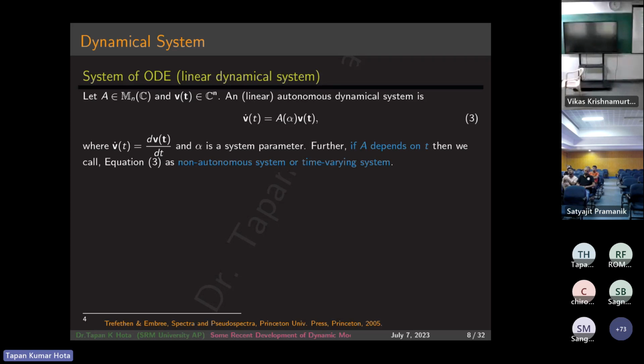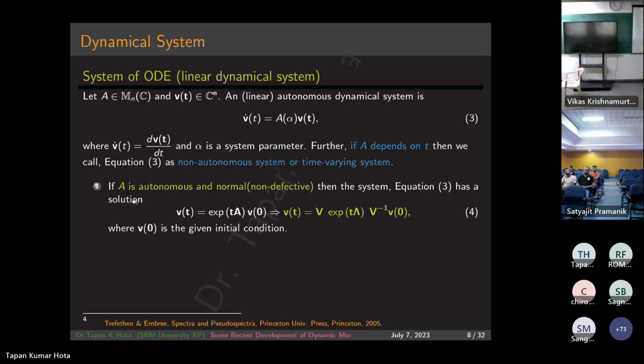Now, how are eigenvalues, eigenvectors, and hydrodynamic stability related? It is related through the study of the dynamical system. Suppose we have the dynamical system equation number 3, V dot equals A(alpha)V, where alpha is a system parameter. In the first lecture, you saw that the system parameter can be the Reynolds number. V dot means the time derivative of V. If A is independent of t, we call it autonomous. If A depends on t, it is called non-autonomous or a time-varying system.